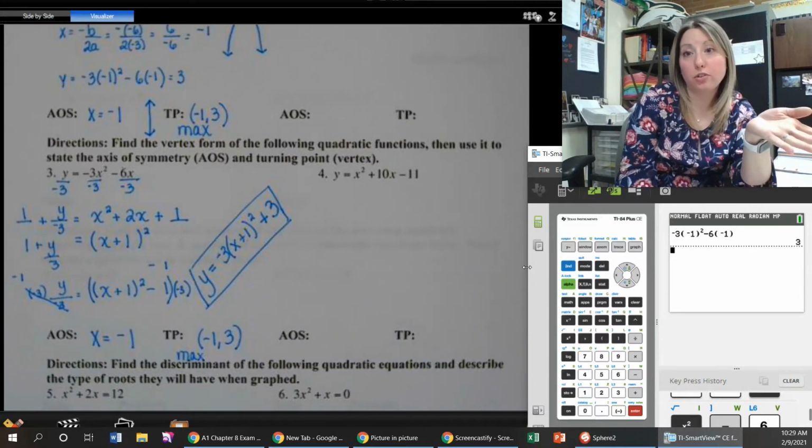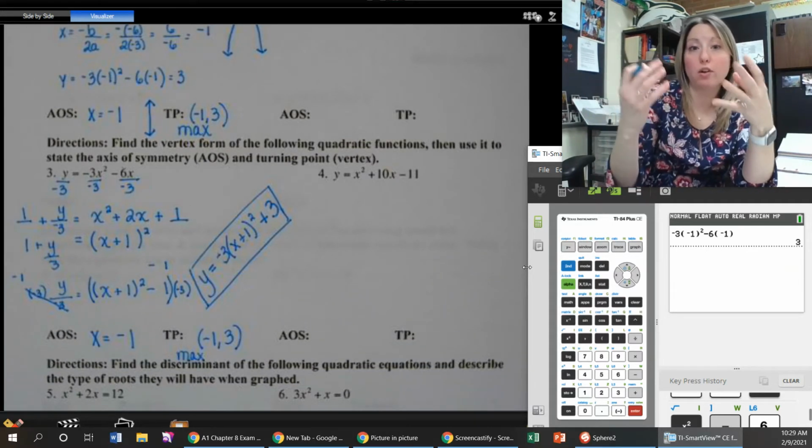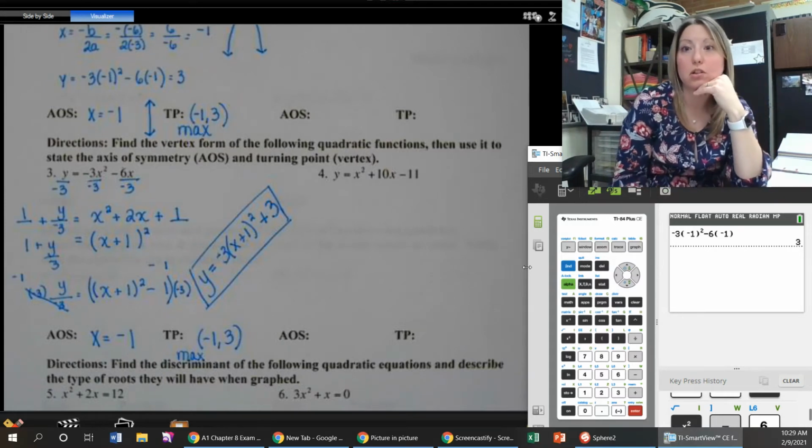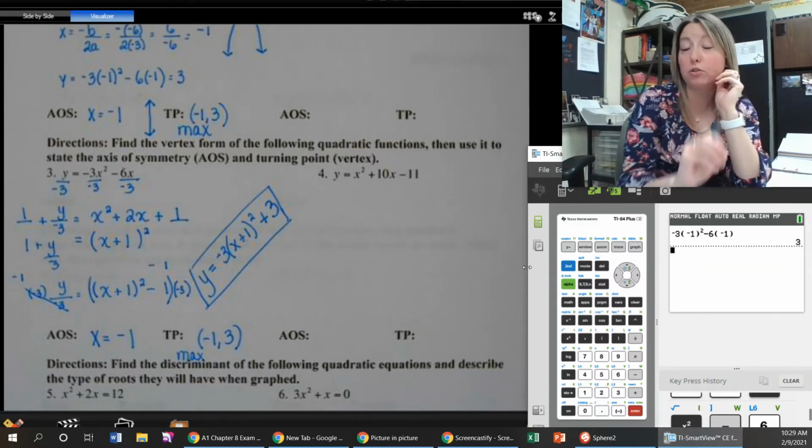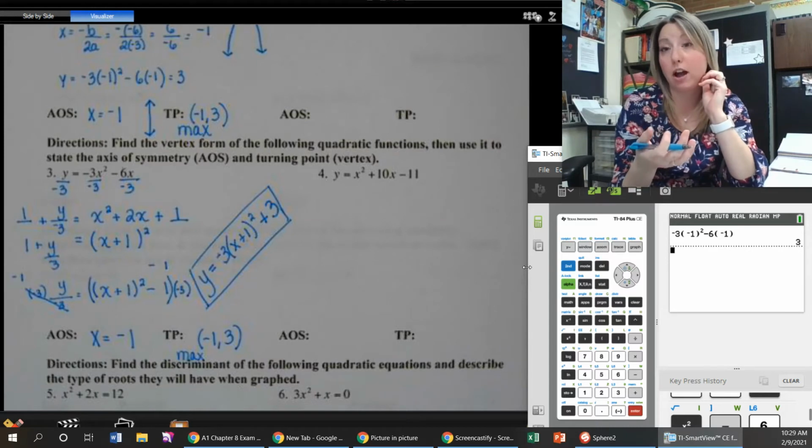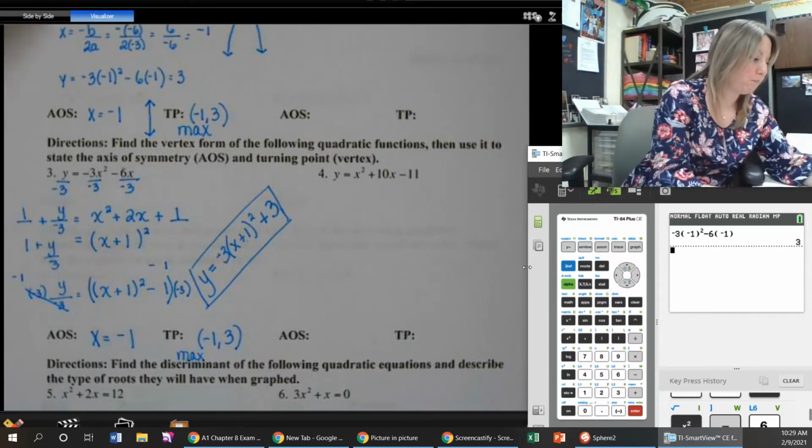I do that on your test too, where there's one equation used multiple times. So just be on the lookout. I'll ask you for that there too.